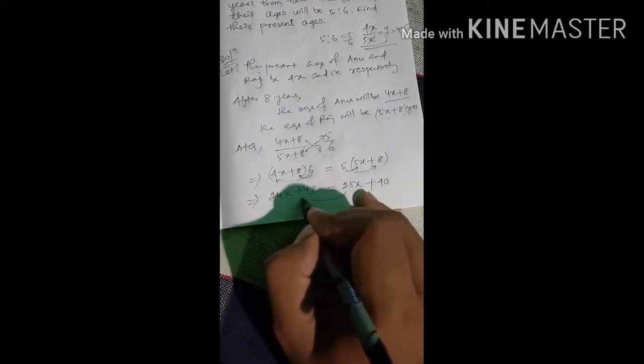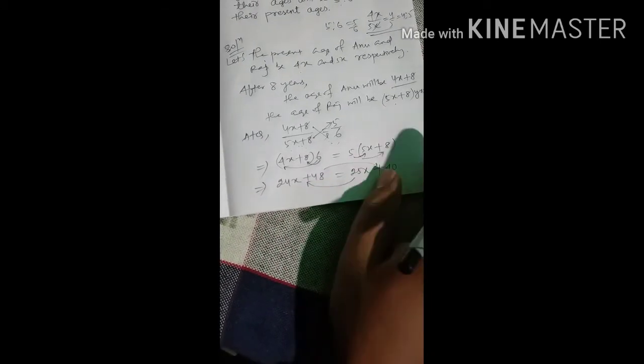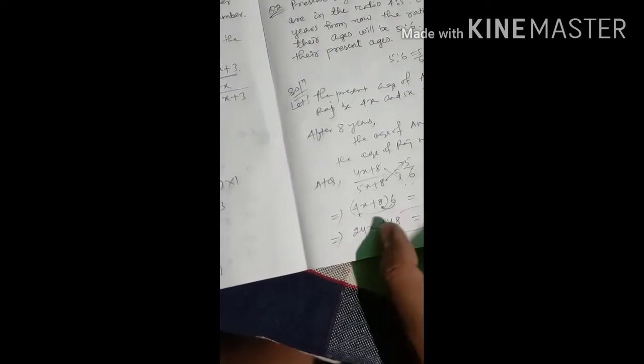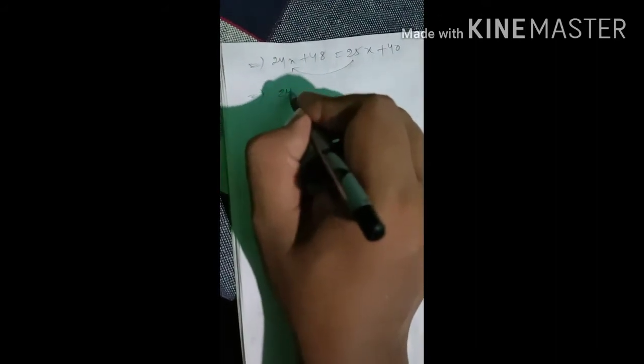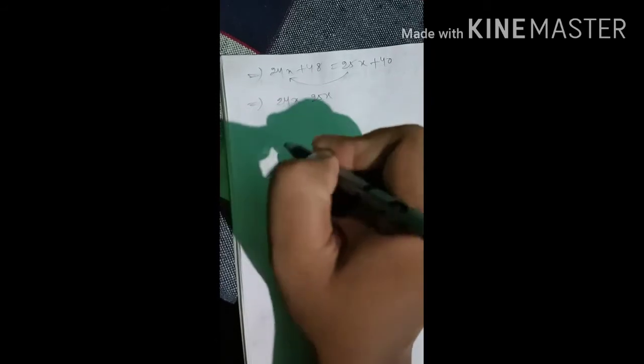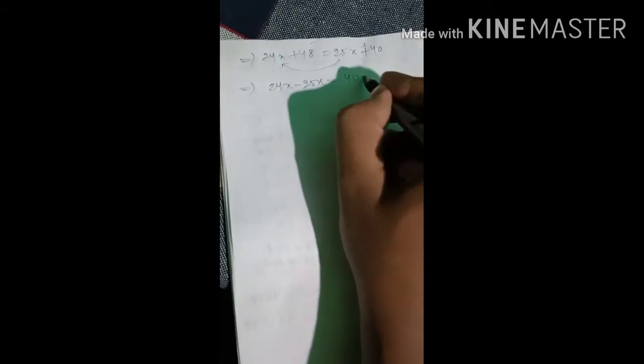In the next step, if we transpose plus 25x to the left hand side and plus 48 to the right hand side, what will happen? So let's write what is written here. 24x plus 48 is equal to 25x plus 40. If we transpose plus 25x to the left hand side, it will be minus, so 24x minus 25x, and if we transpose plus 48 to the right hand side, it will be minus 48.